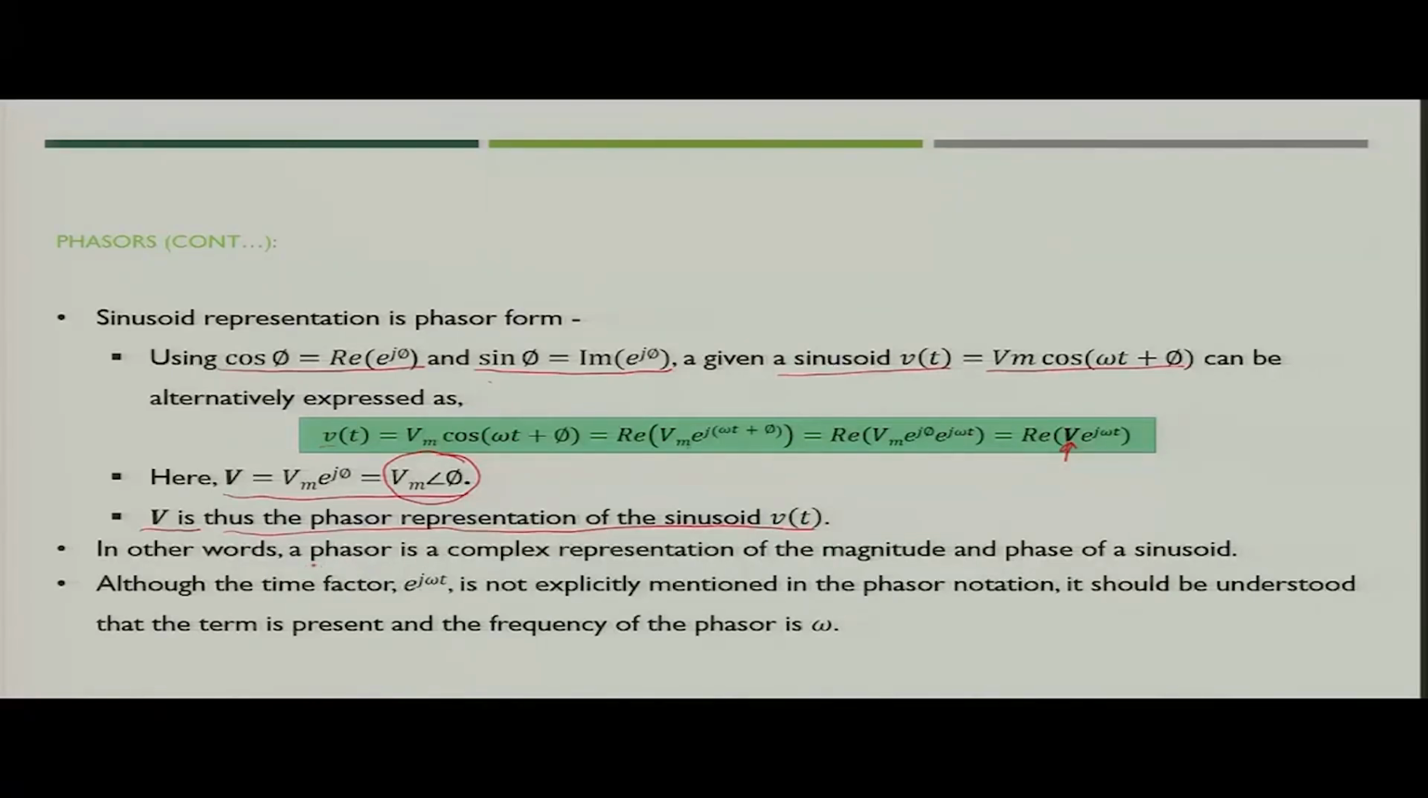So, you can say a phasor is a complex representation of the magnitude and phase of a sinusoid. The important thing to see here is that although e to the power j omega t is an important term, we do not explicitly mention it, because in phasor notation this is always the time-varying component. So, we drop this component for simplicity, but while you do the phasor notation you should always keep in mind that this term will always be present and the frequency of the phasor will be omega.